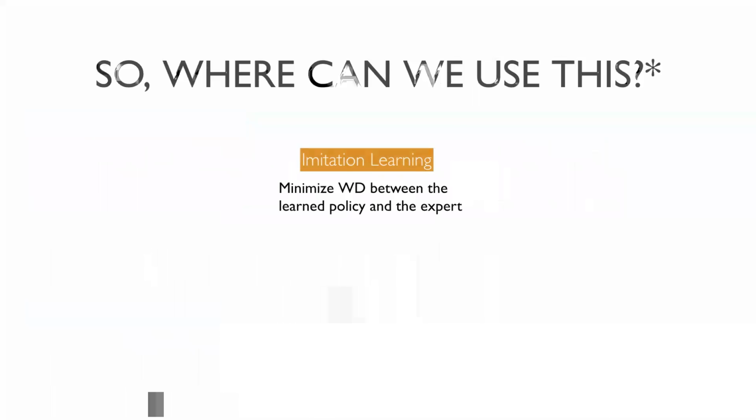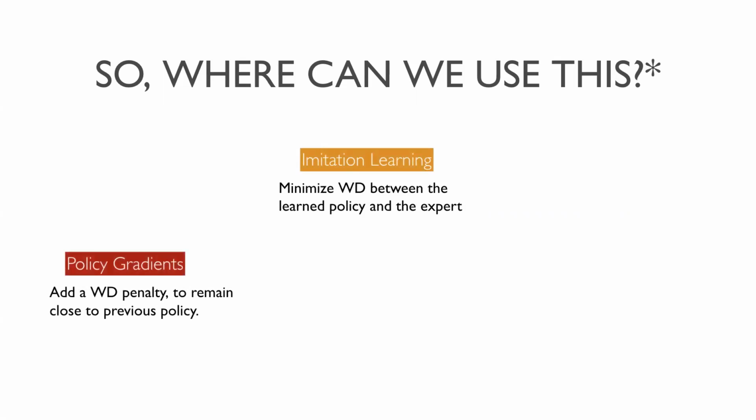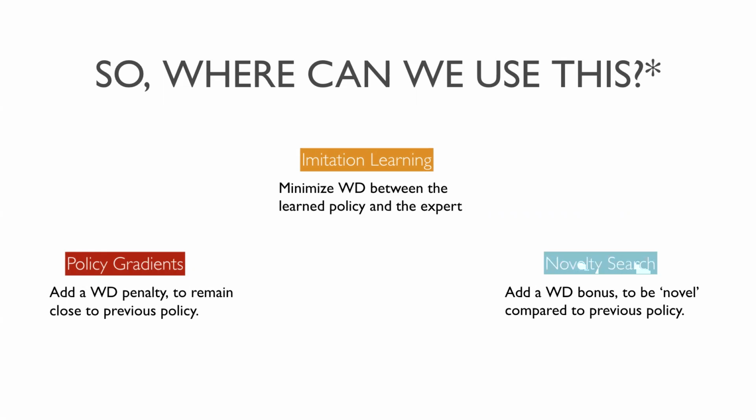Okay, so where can we use this? We can use this in multiple settings, ranging from imitation learning, where you want to minimize the distance between the policy you're learning and an expert that is running demonstrations. We can use the Wasserstein penalty as a trust region type of term in policy gradients. And we can also use this for novelty search when we set the parameter beta to a positive number in the previous slide, which I'll show you in a second. Basically we're trying to add a term that encourages novel behaviors.